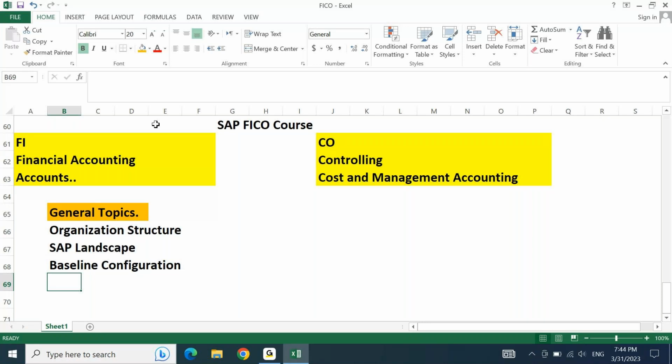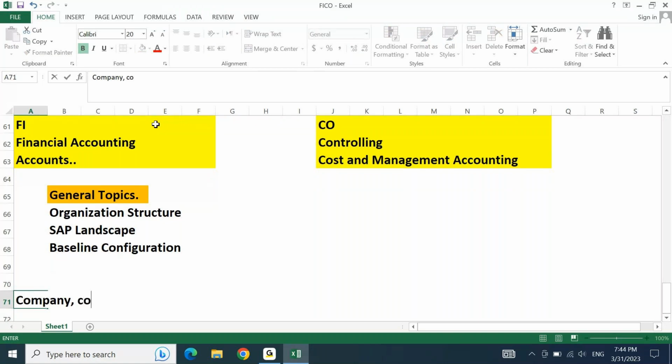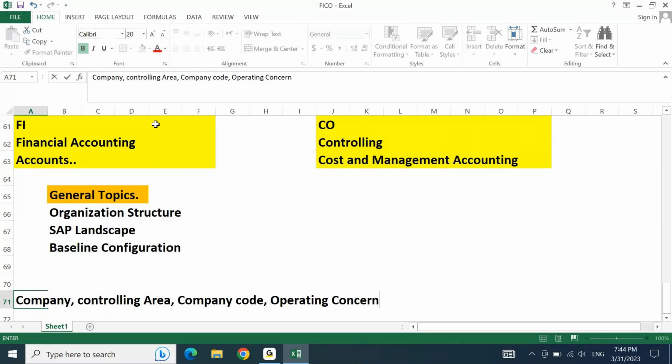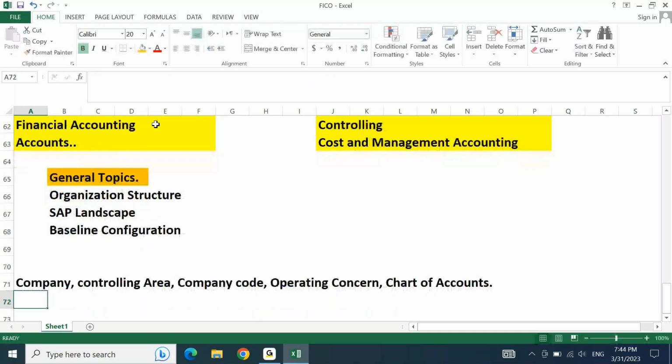What is organization structure? Any idea, anyone? Company, controlling area. When we talk about organization structure, now certain things will strike our mind, right? Like company, what else you said? Controlling area, what else will come? Company code. Operating concern. Chart of accounts, anything? This is basically your organization structure in SAP.